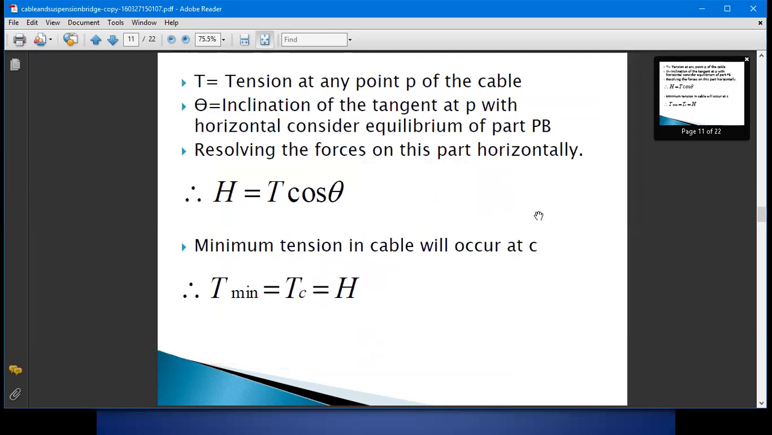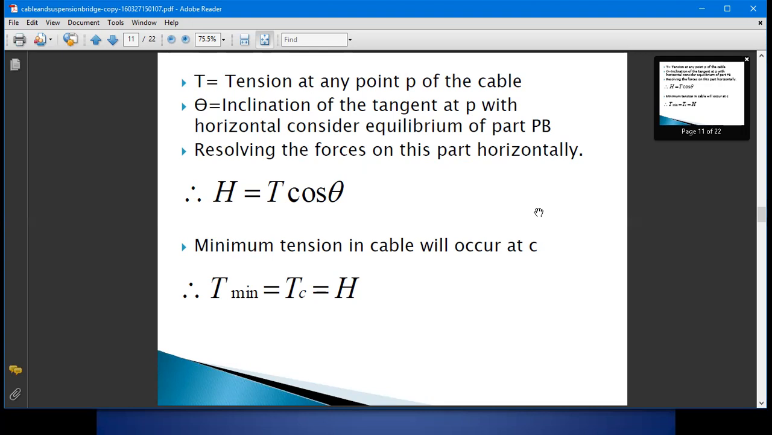The next. Then tension at the point P: as per the diagram of the cable, theta is the inclination of the tangent at P, and the horizontal component is the resultant into cos theta. So minimum tension in the cable will occur at point C, that is nothing but H. After resolving at point C, there is tension horizontal to the left and horizontal reaction to the right. They are balancing, so that's why it is equal. And at the support, it is maximum.